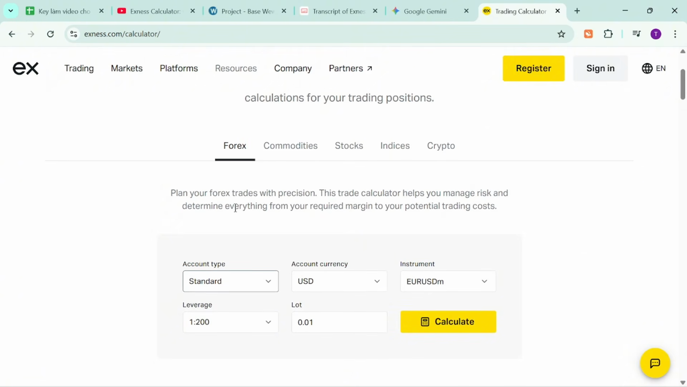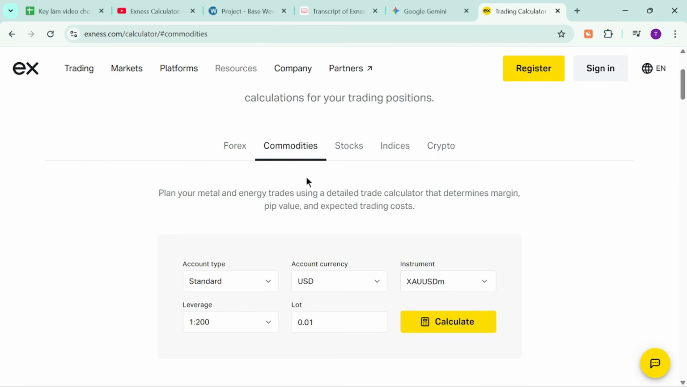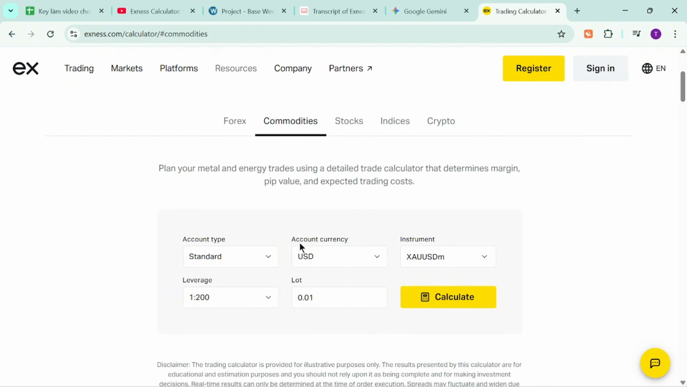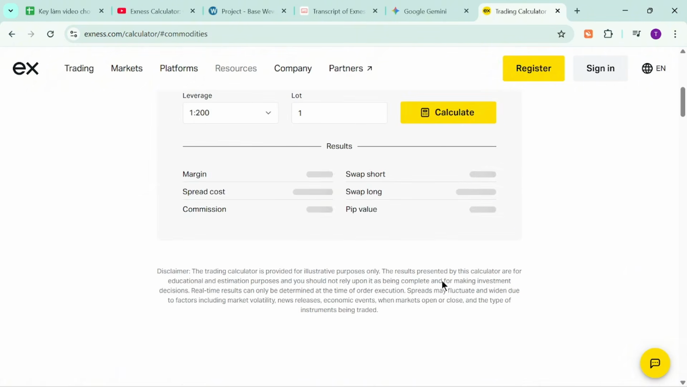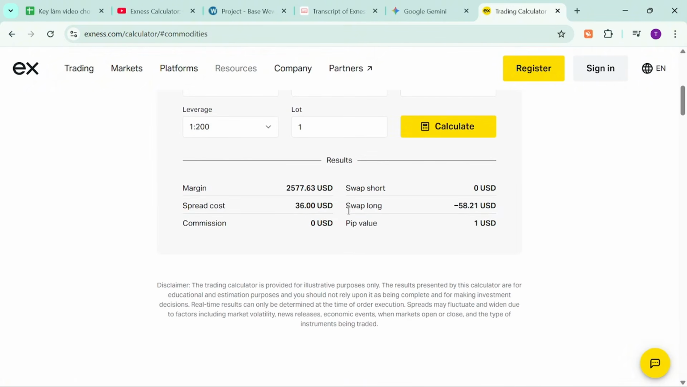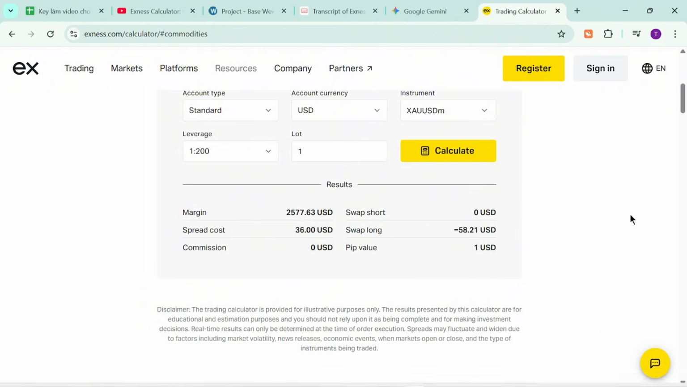Let's look at a practical example. I will switch to the commodities category and choose gold. First, I will demonstrate using a standard account. I will keep the currency as USD, leverage at 1 to 200 and calculate for one lot. After entering the data and clicking Calculate, you can see that with a standard account, the spread cost for buying or selling one lot is $36.